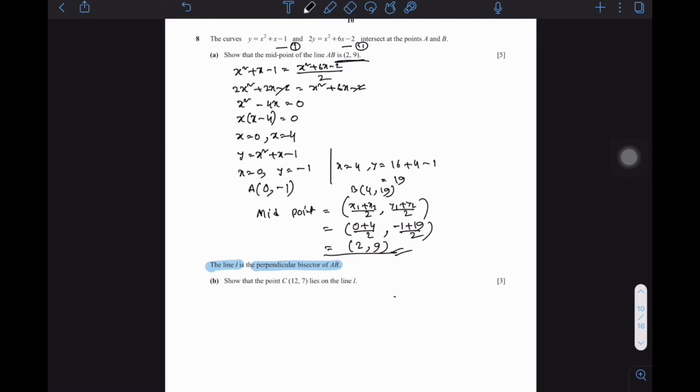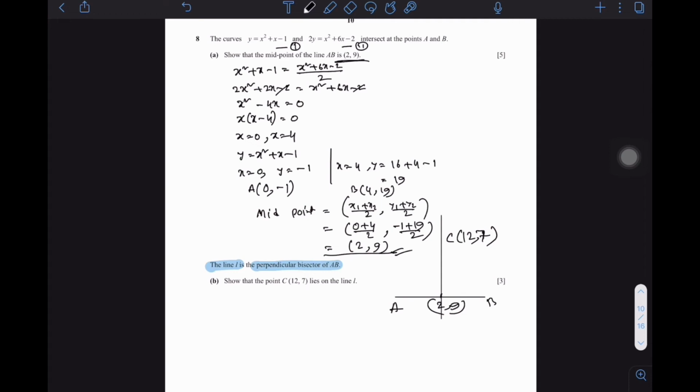Suppose this is the line, A, this is B, this is the midpoint, so (2, 9). Since it is given perpendicular, this can be the perpendicular bisector. We need to show that the point C (12, 7) lies on this line. So quite easy.